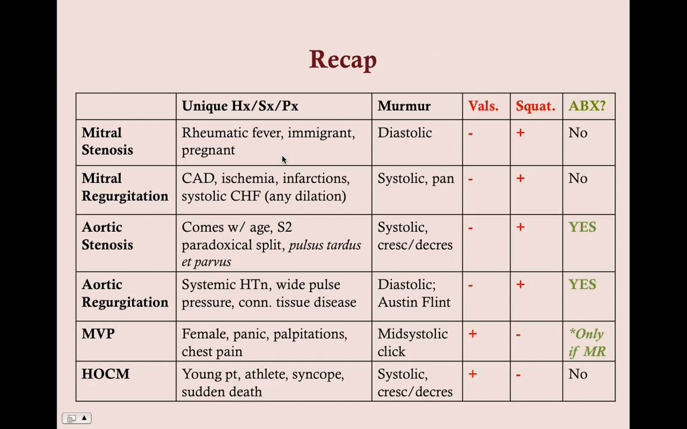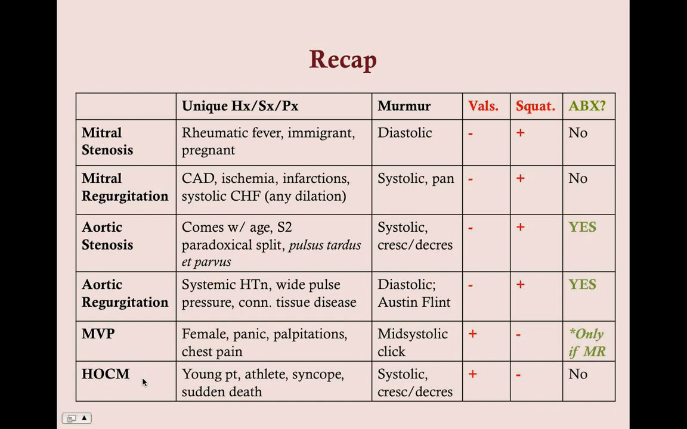Okay, so just to recap, any of the mitral or aortic problems, I want to first point out that all of these are going to sound better with Valsalva. So the murmur with mitral stenosis, mitral regurg, aortic stenosis, aortic regurg, the murmur is always going to be less with Valsalva because the murmur that you hear in these four is due to blood moving through the lesion. So when you have less blood, you're going to have less of a murmur.